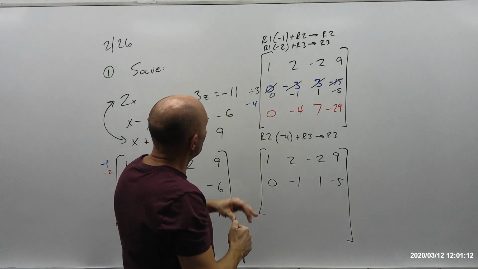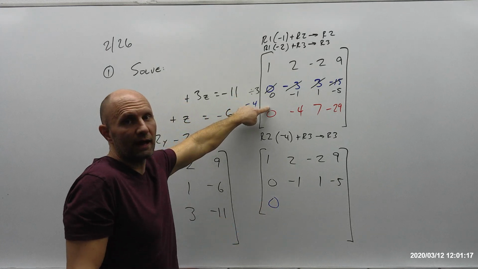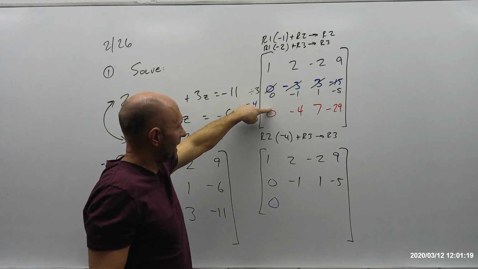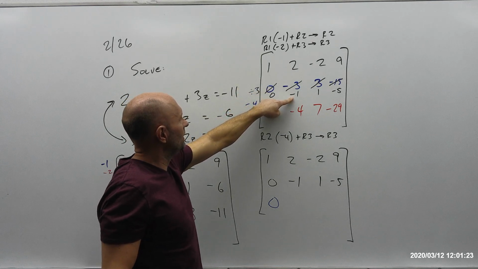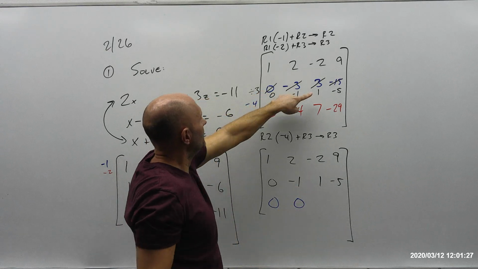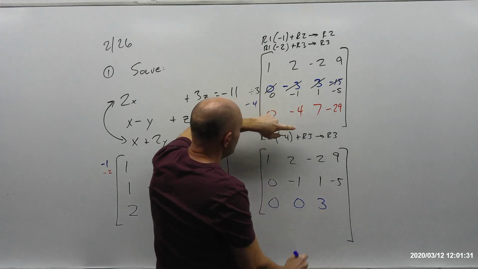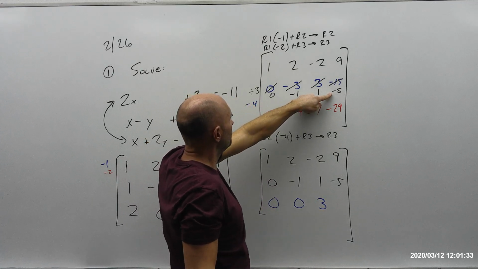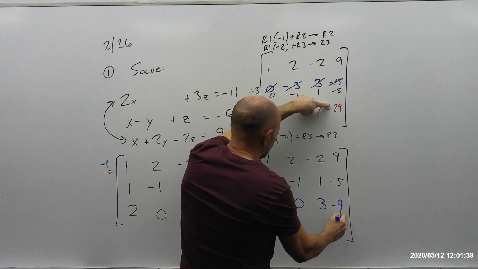So negative 4 times 0 is 0, plus 0 is 0. Once you have a 0, you better not change it back, otherwise you've done something mathematically wrong. Negative 4 times negative 1 is positive 4, minus 4 is 0. Negative 4 times 1, negative 4 plus 7 is 3. And negative 4 times negative 5 is positive 20, minus 20 is negative 9.